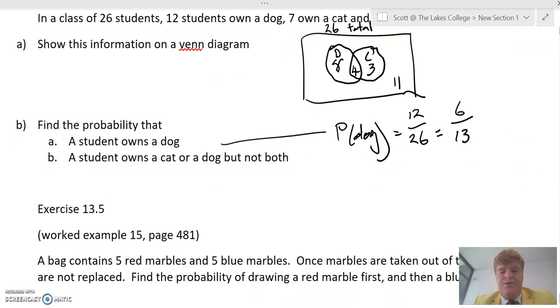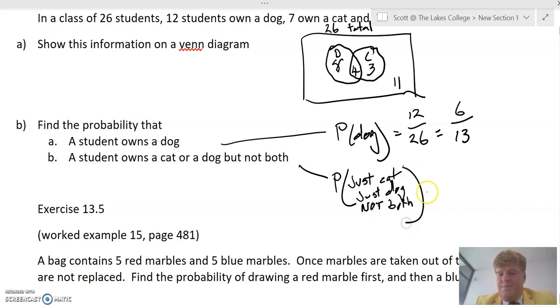Student owns a cat or a dog, but not both. So we're kind of asking here, probability of just cat, just dog, not both.